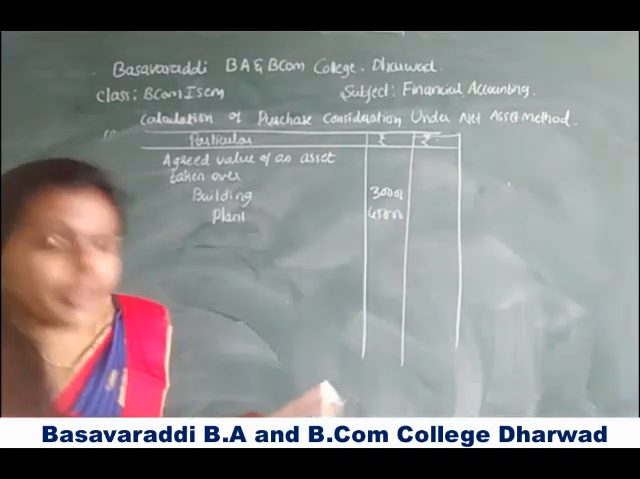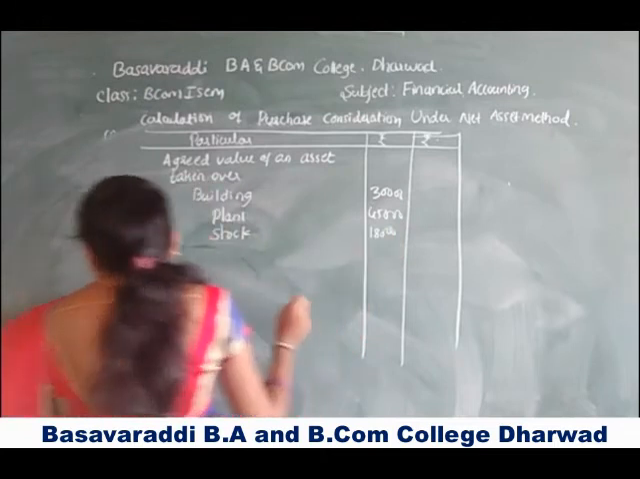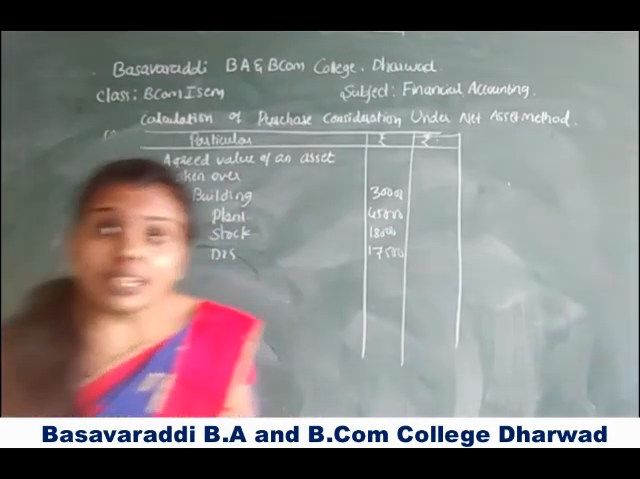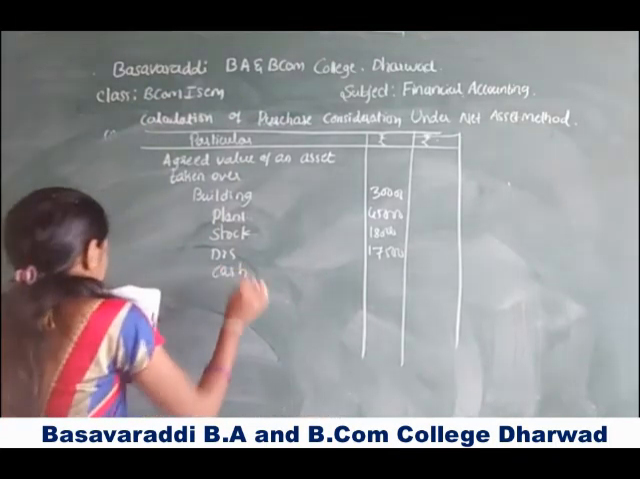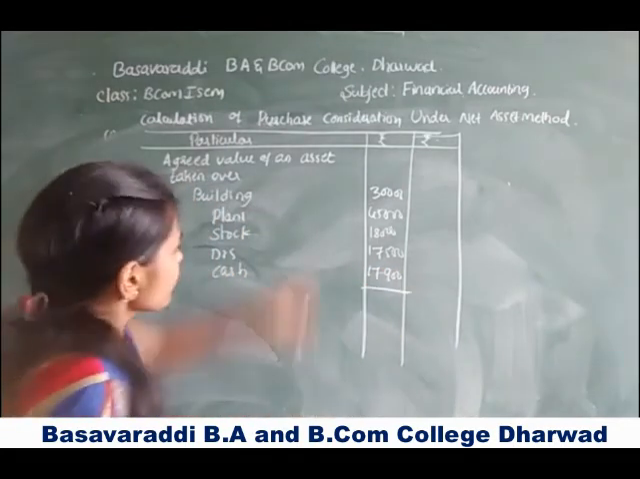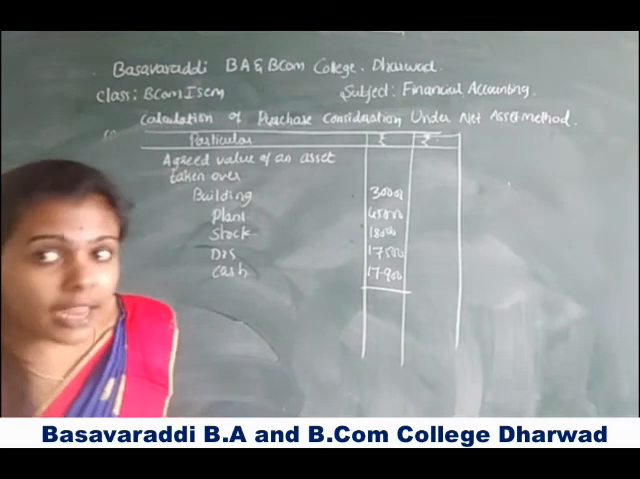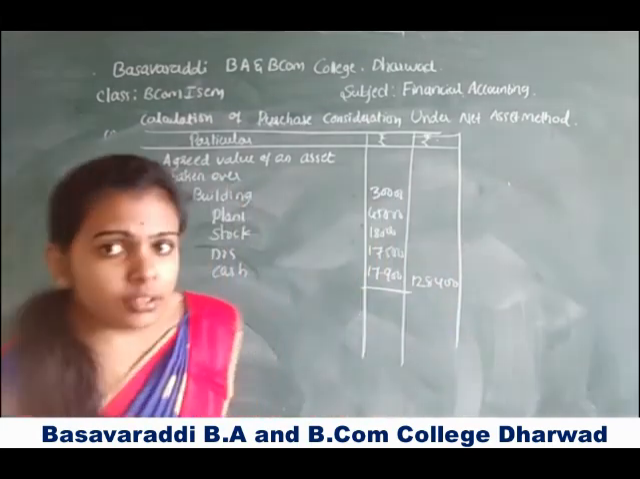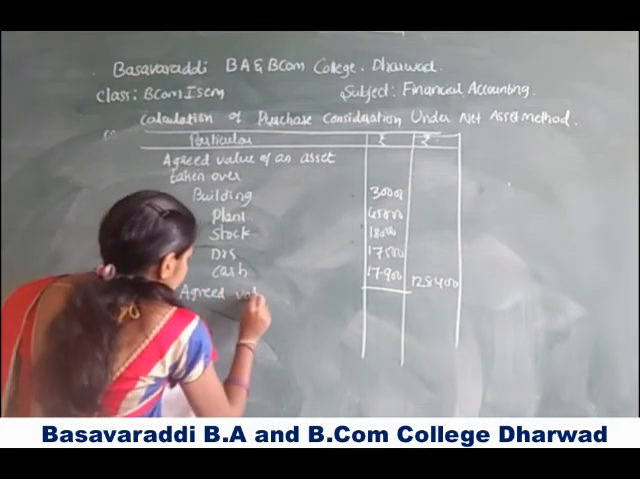Next, stock 18,000. Next, debtors 17,500. They are given the information about assets taken over. Now cash 17,900. 30,000 plus 45,000 plus 18,000 plus 17,500 plus 17,900 is equal to 1,28,400.